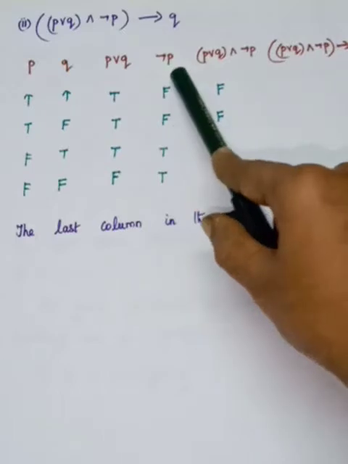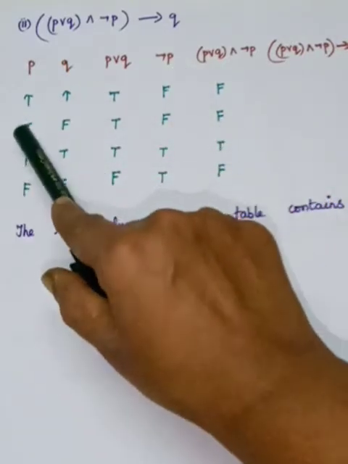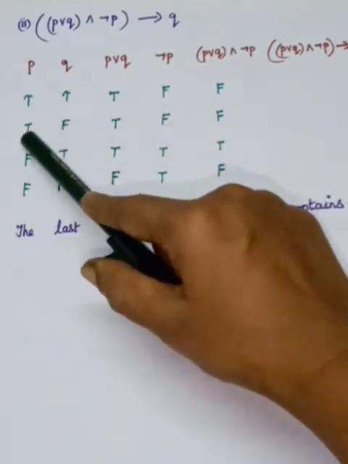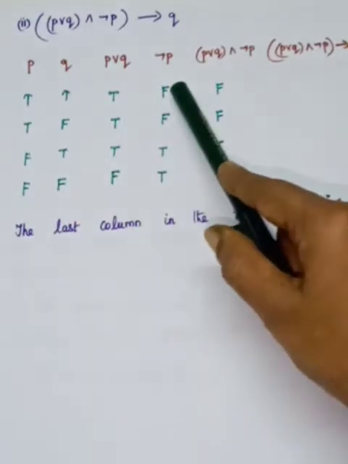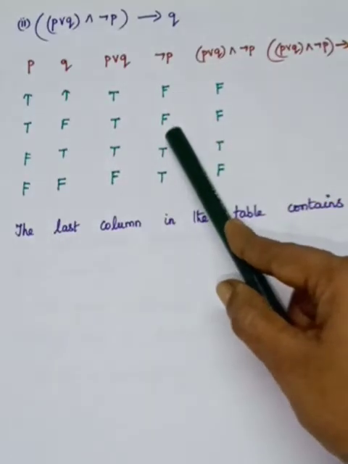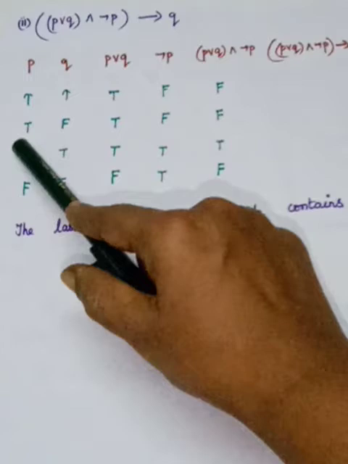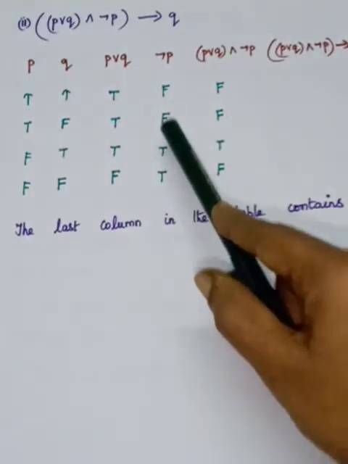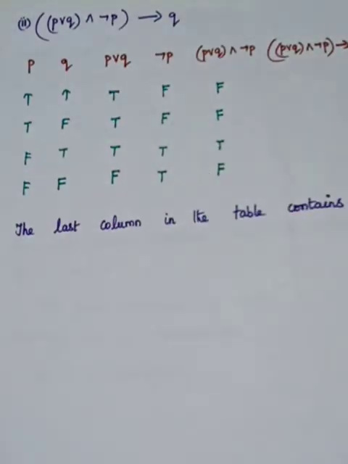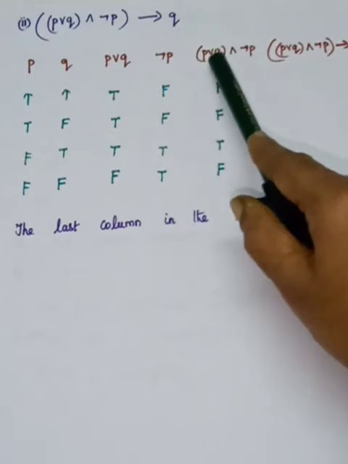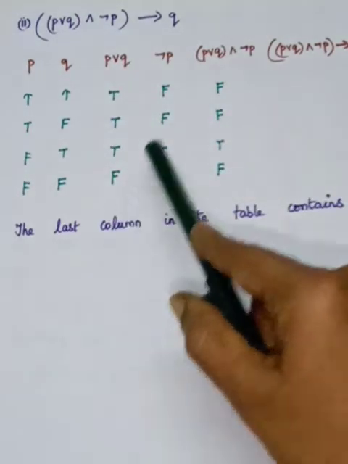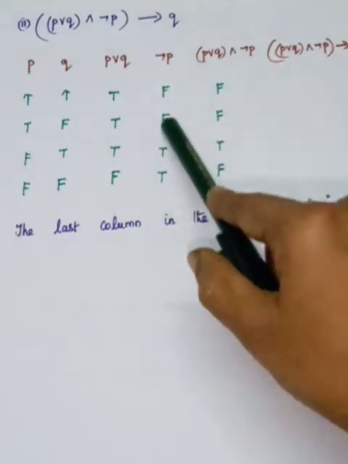Next, negation P. So look at your P and you have to write the negation. So for P is true means you have to write false for its negation. If P is false means you have to write true for its negation. So we have filled it. Next one what? P or Q, that is in the third column. Next, negation P, that is in the fourth column.